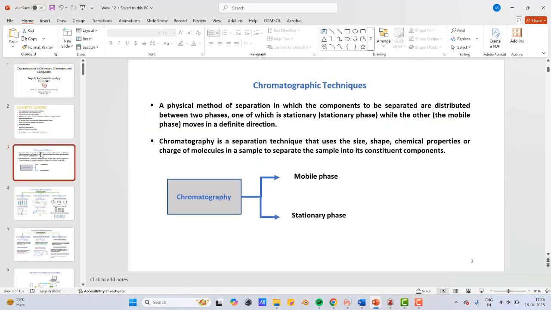Chromatography is mostly used for the separation of the components in a sample. We have a stationary phase and a mobile phase. On the basis of the size, shape, chemical property, or charge of the molecule, it separates the sample. You might have done paper chromatography in your 12th standard, the ink separation one. That is a basic example of chromatography.